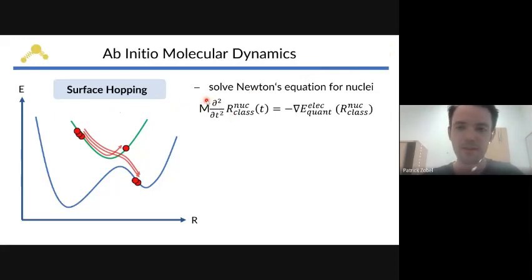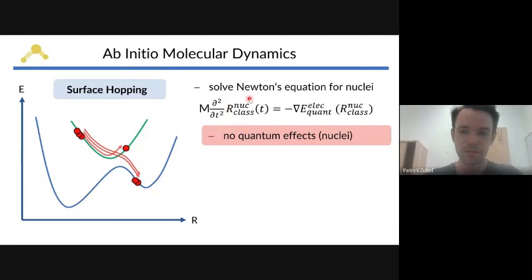I'm not really going to explain any details. I'm just going to say that what you do now is you don't solve the nuclear Schrödinger equation, but to simulate the motion of the nuclei, you solve Newton's classical equations. But you don't do it on classical potentials, you still do it on electronic potentials that you get from any quantum method. So this is where the ab initio part of the name comes from.